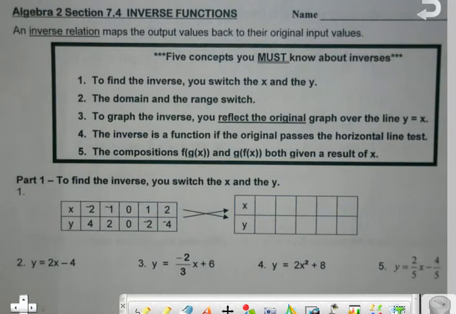So as we start up on 7-4, when you're talking about something being an inverse, where it says these five concepts you must know, hint, hint, when the next quiz comes, I will be asking you to rattle off at least three of them. So you want to get these ingrained a little bit into your head, because we're going to be using them a lot.